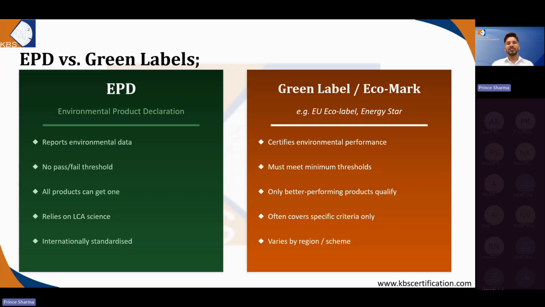EPD is internationally standardized and recognized, but green labels are not. Green Pro is only for India, and if you are going for Europe, their eco label will be different, and you will be assessed based on that. Some certifications might use Green Pro, but mostly they will prefer their own eco labels or green labels, right? So that is also a thing in green labels. It varies by region and by the schemes we have regionally, country to country.